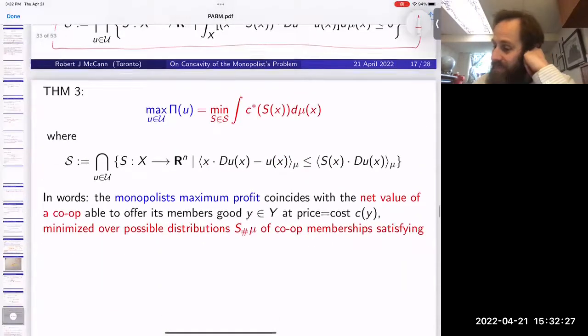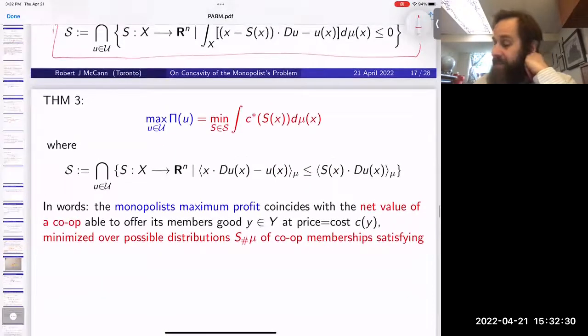Basically, the monopolist's maximum profit coincides with this problem here, which produces the net value for a co-op, which is able to offer its members goods Y at prices cost to the co-op, so at price C.